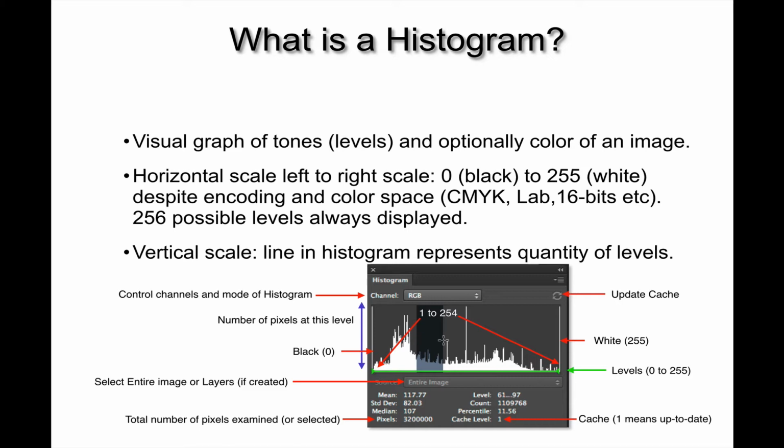When you're at level 1, you're up to date. In other words, you're seeing the most accurate preview of the histogram. As you keep moving sliders and altering the image, the cache level will raise to a certain point, and then you can simply click on the Update Cache button, which is outlined here. It's a little circle with 2 arrows. Or as you'll see in a second, there'll be a little warning on the histogram. You can click on that, and that will update the cache level to its most accurate representation of the data. So let's take a quick look at that in Photoshop.